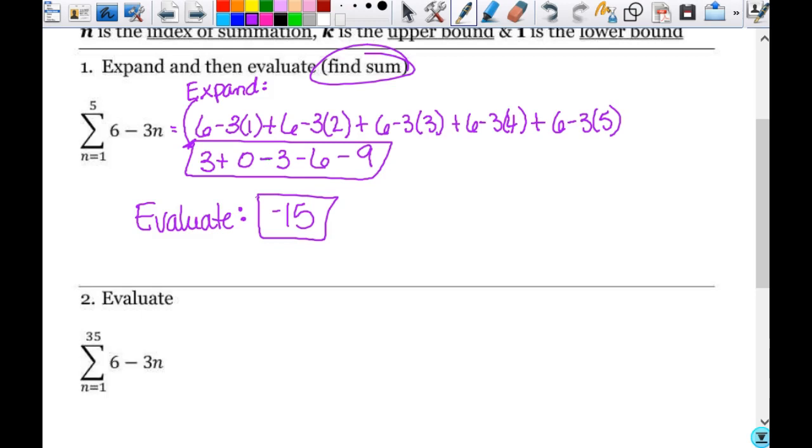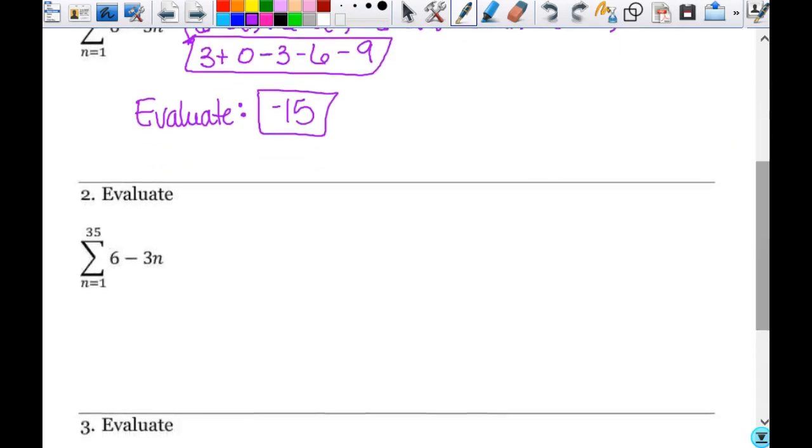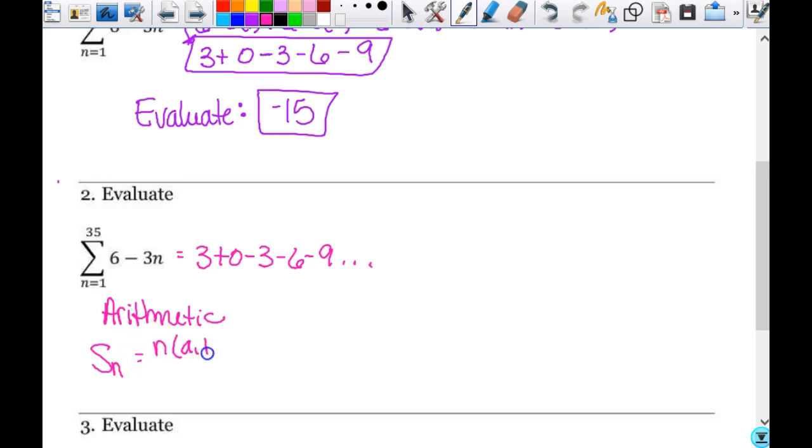All right. So now this one just asks me to evaluate. Well, this n goes from 1 to 35. I do not want to have to write out 35 terms. I know how this starts because it's the same as number 1. I know this starts with 3 plus 0 minus 3 minus 6 minus 9, all the way to whatever it is when n is 35. Do I have to find all of those terms and actually add them up? No. I have a little formula for that, right? Is this an arithmetic or a geometric series? Do I have a constant difference or a constant ratio? It's arithmetic, which means that your sum is n times a sub 1 plus a sub n all over 2.